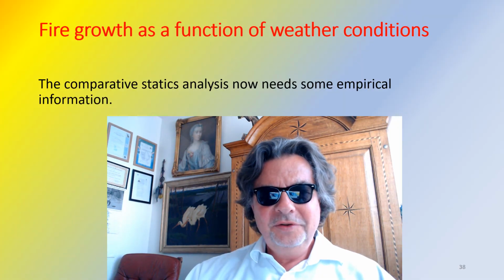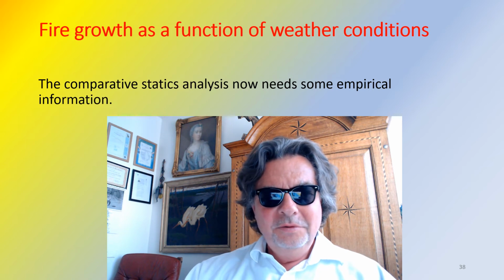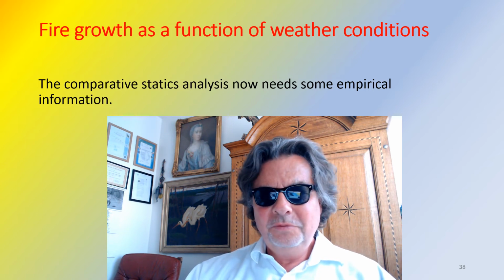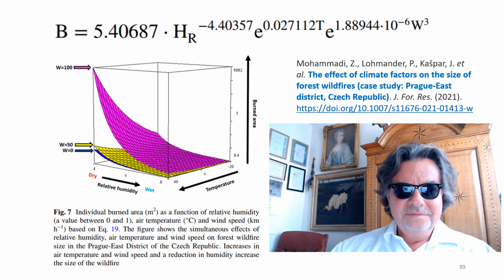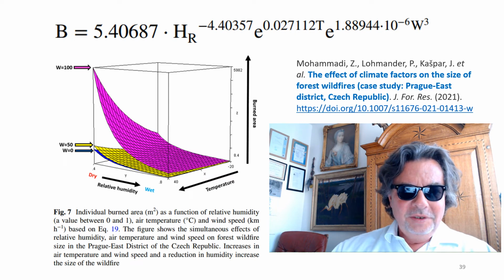The comparative statics analysis now needs some empirical information, and therefore we will look at fire growth as a function of weather conditions. Relative humidity, air temperature and wind speed affect the size of a burned area according to the function found here. The publication where this is developed is found to the right, and there you also find the link where you can read more about this. In the graph you see that this function is highly nonlinear.